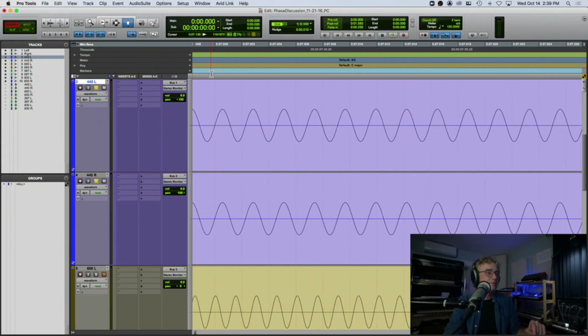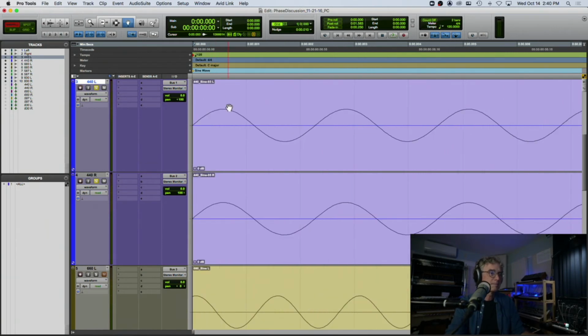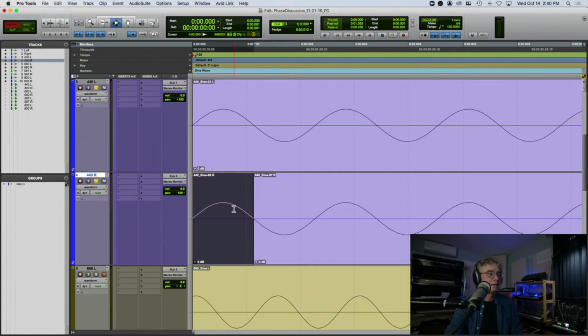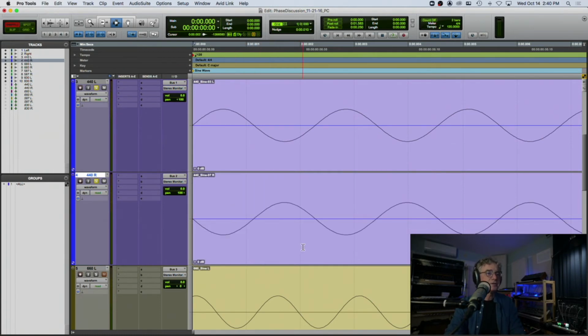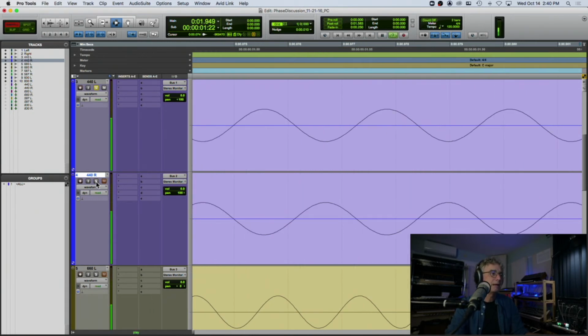And what happens if I reverse the phase? So if I go right here, where it's crossing the zero line, and I delete this, you notice that now it's like the inverse, right? So I'm going to play just the top one, and I'm going to add the bottom one.